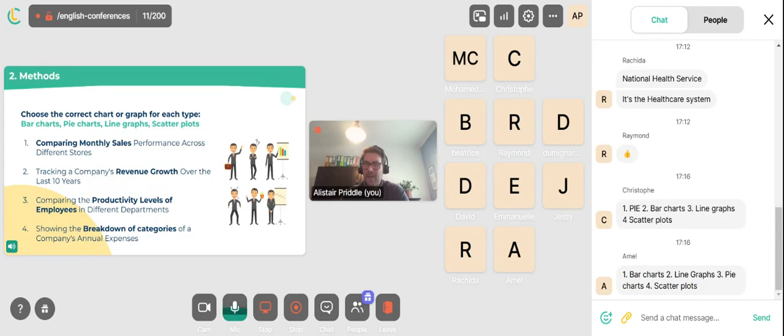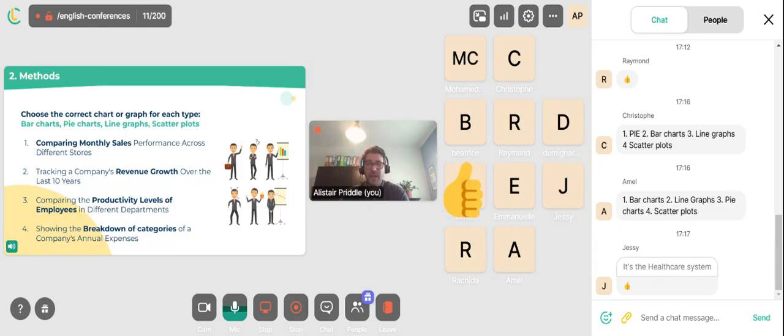So number 1, comparing monthly sales performance across different stores. Number 2, tracking a company's revenue growth over the last 10 years. Number 3, comparing the productivity levels of employees in different departments. Number 4, showing the breakdown of categories of a company's annual expenses.